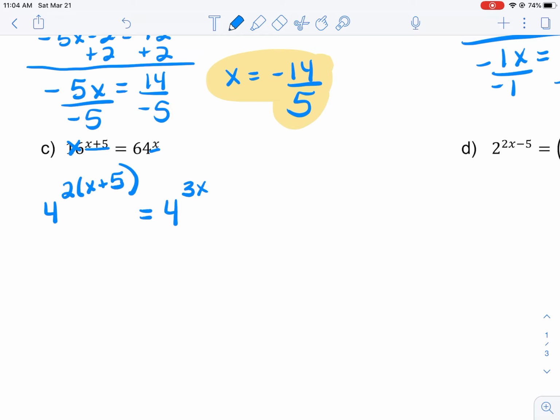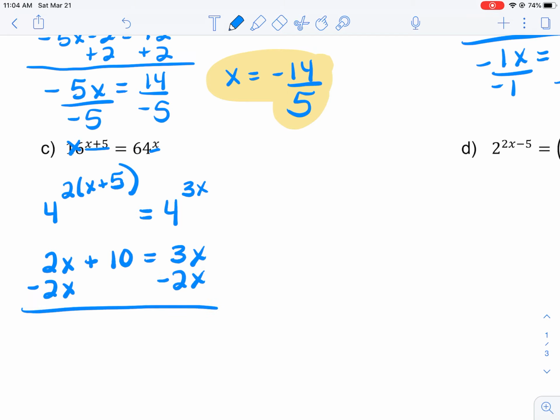We're always trying to get back to this first setup where we have the same base, and then we can just set the exponents equal to each other. And then make sure you distribute. 2x plus 10 equals 3x. We're going to subtract 2x from both sides. 10 equals 1x, so x equals 10.